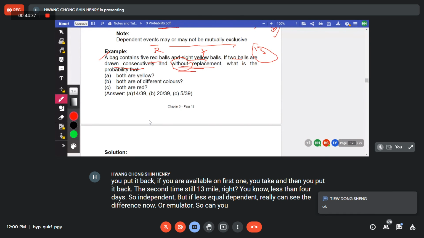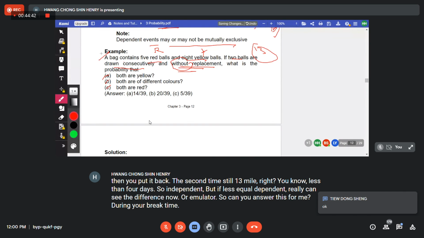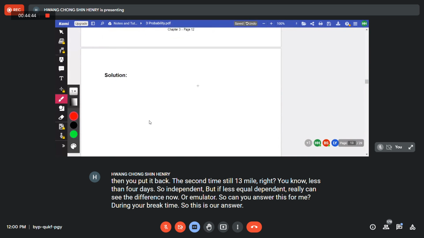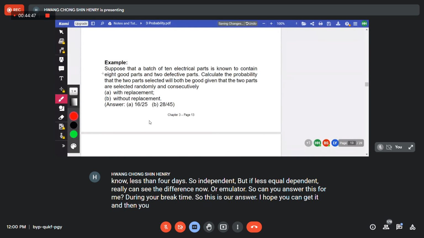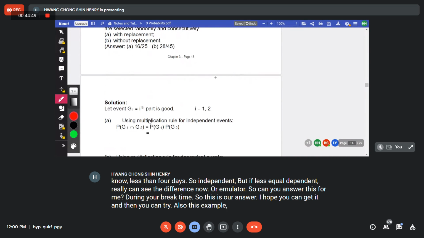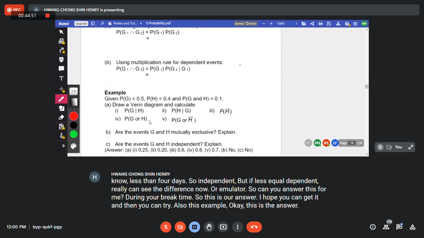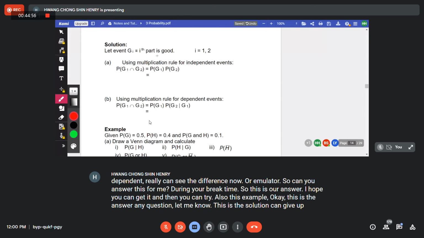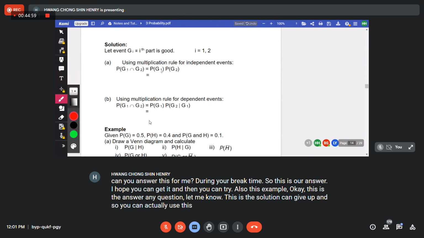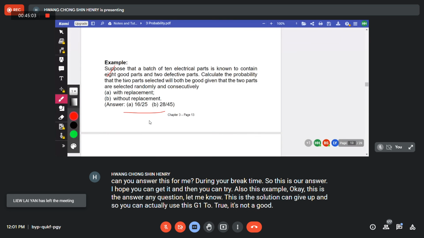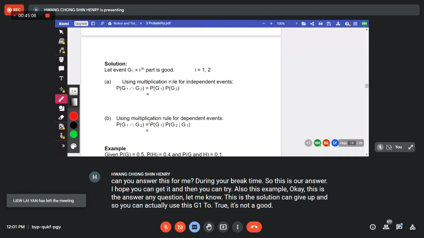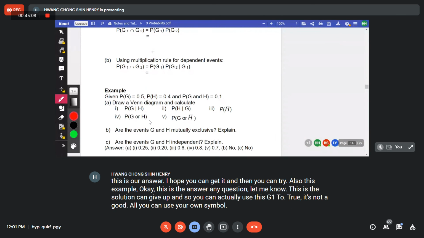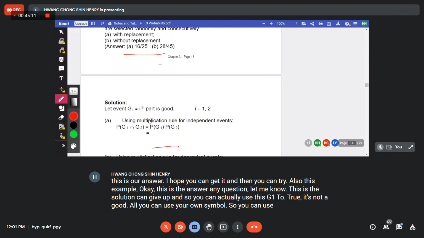So can you answer this for me during your break time? So this is the answer. I hope you all can get it. And then you can also try this example. Okay, this is the answer. Any question, let me know. This is the solution. You can actually use this G1, G2, for goods, part 1 and part 2. You can use this symbol or you can use your own symbol. So you can use this solution to get this answer.